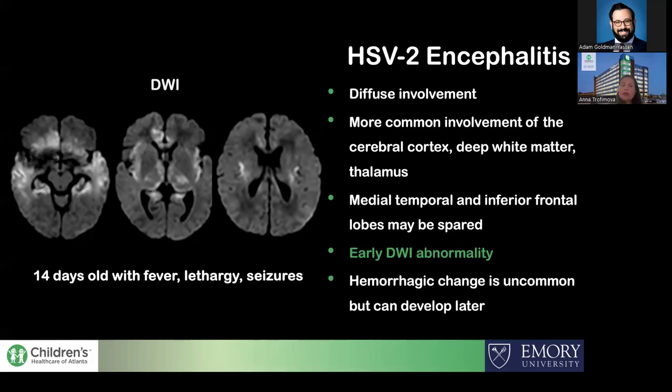Another important thing to keep in mind is that the typical locations that we think of in terms of herpes encephalitis, such as the medial temporal lobe or inferior frontal lobe, may be spared. And DWI is very helpful in those cases because HSV tends to have early DWI abnormality. Another thing that is different compared to adult herpes encephalitis is that hemorrhagic change is uncommon compared to the adult manifestation, but it still can develop later.